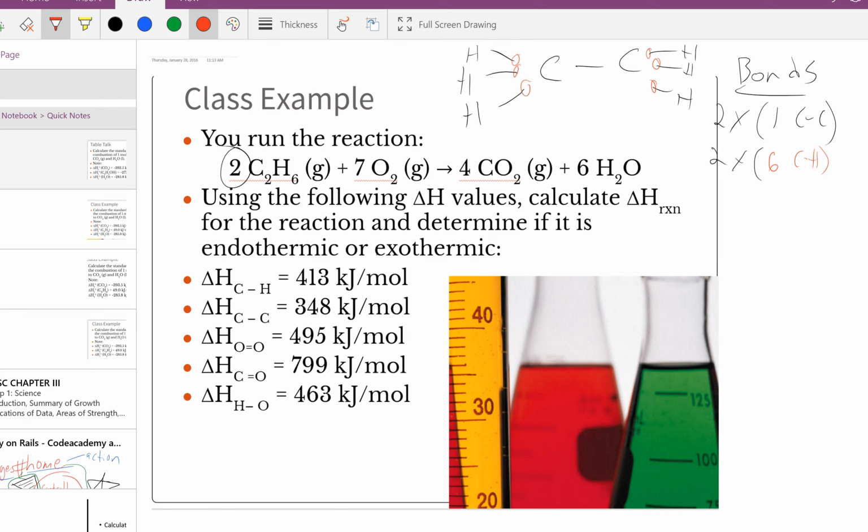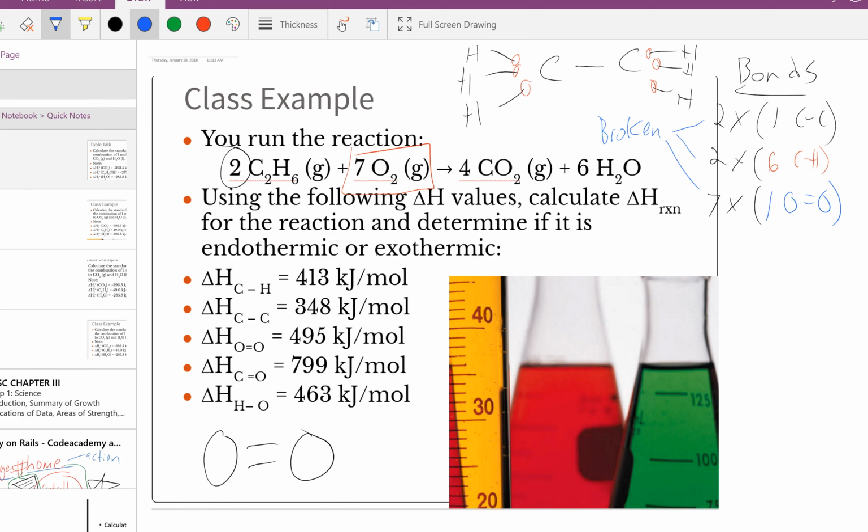We also have oxygen, O2, whose bonds are still broken when this reaction happens. So we have 7 times O2, which looks like this, 1 oxygen to oxygen bond. Now these are all the bonds that are broken right here. Do you see how I started to figure that out?